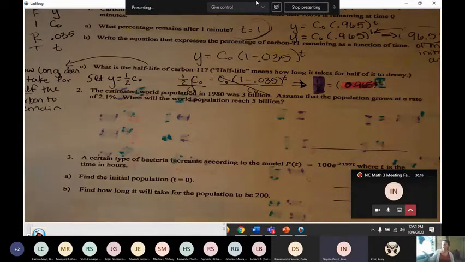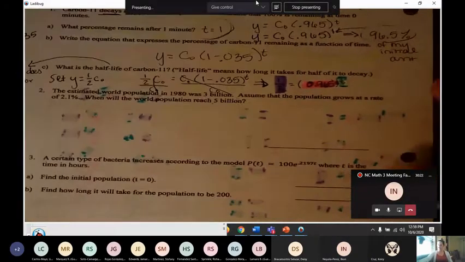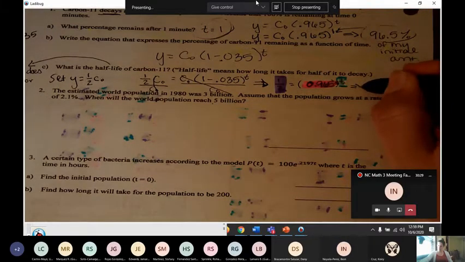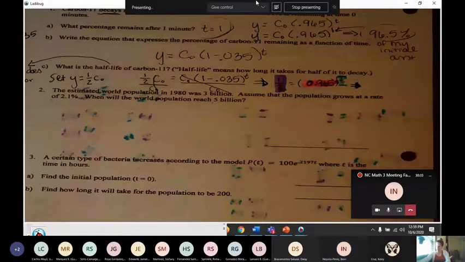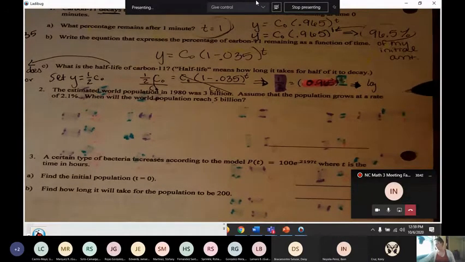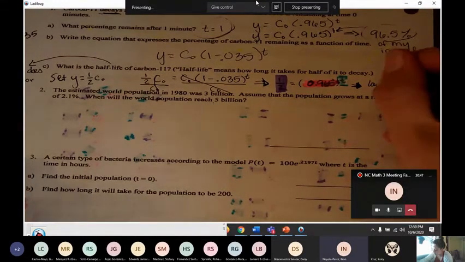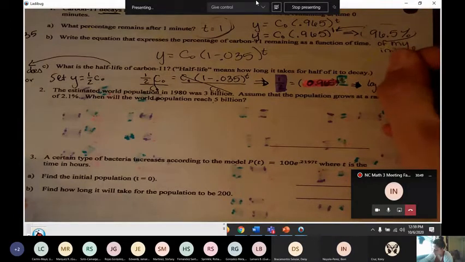Yes. So can you help me rewrite this as a logarithm instead of an exponential function? What am I going to write? Log T. What's the base of my log? 0.965. Yeah, 0.965. And then what goes inside?